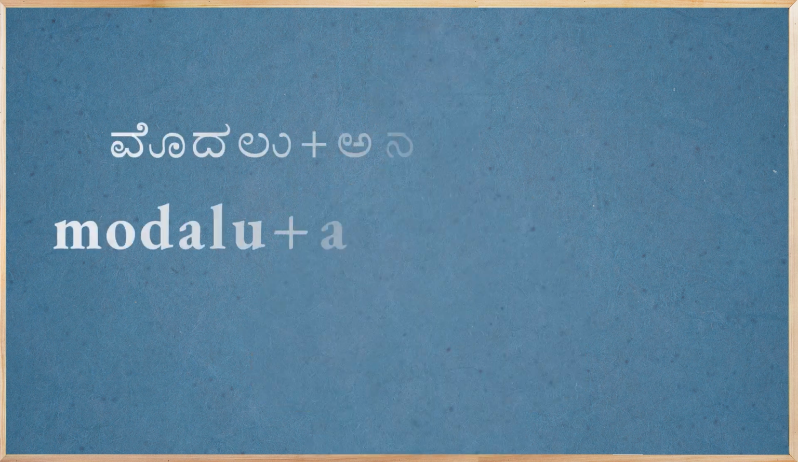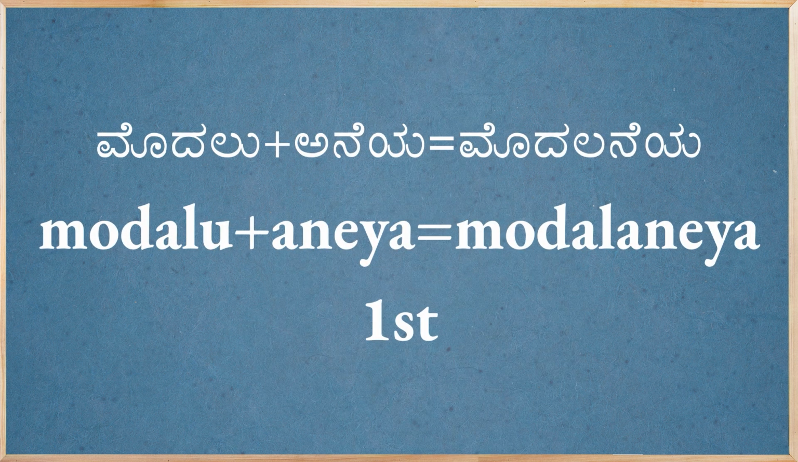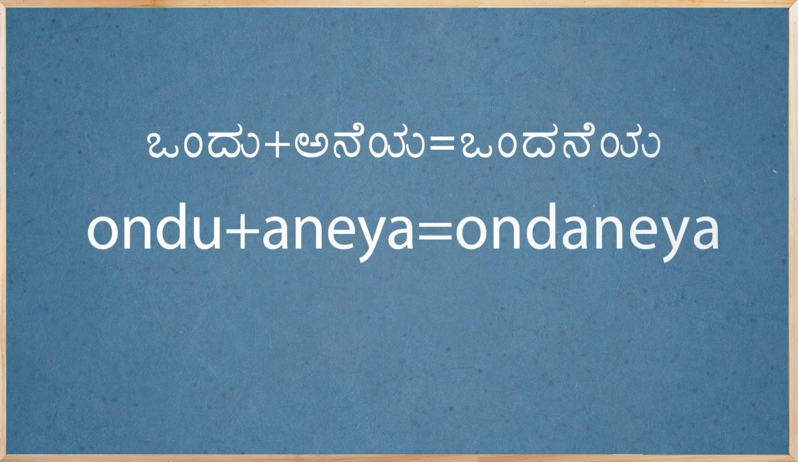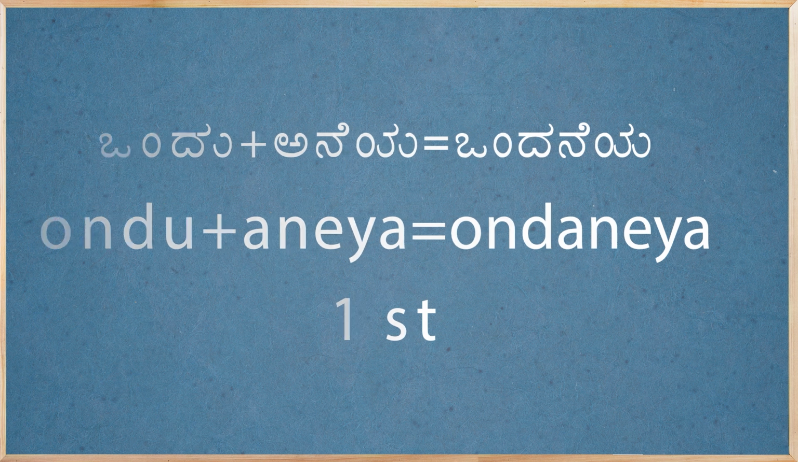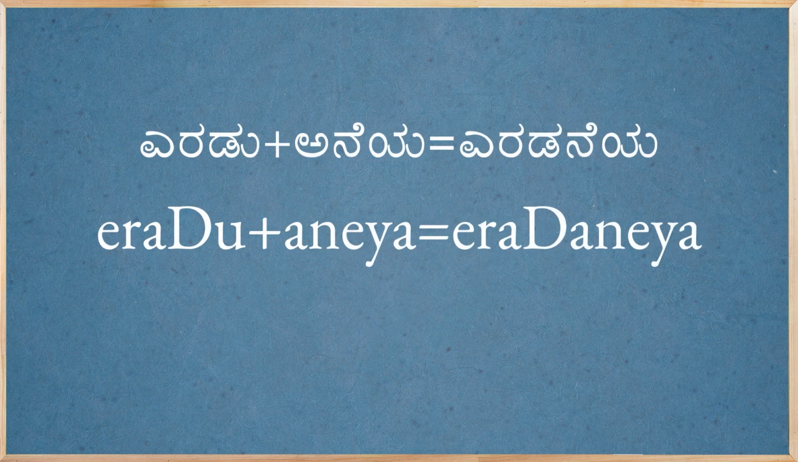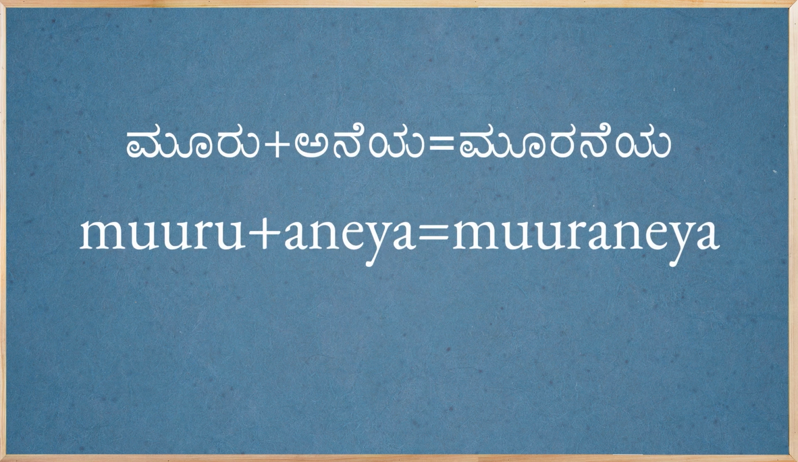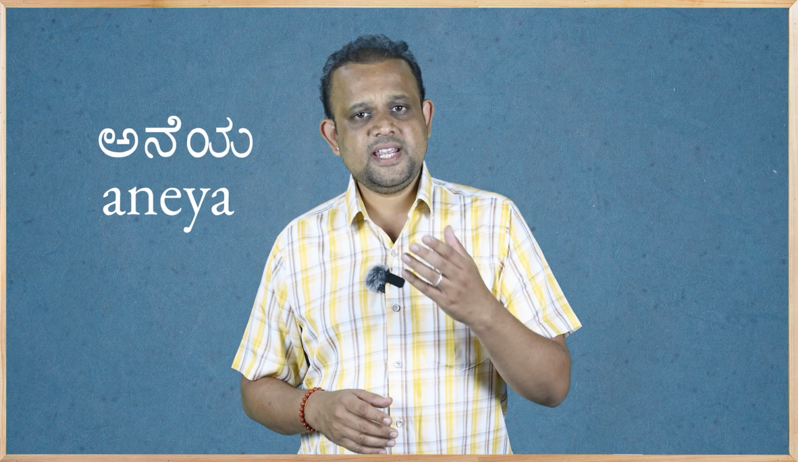By adding ಅನೆಯ or ಅನೇ to the cardinal numerals, we obtain the ordinal forms. ಮೊದಲು plus ಅನೆಯ, ಮೊದಲನೆಯ. ಒಂದು plus ಅನೆಯ, ಒಂದನೆಯ. Both mean first. ಎರಡು plus ಅನೆಯ, ಎರಡನೆಯ means second. ಮೂರು plus ಅನೆಯ, ಮೂರನೆಯ is for third. And the pattern continues with all the numbers, like adding aneya to any number.